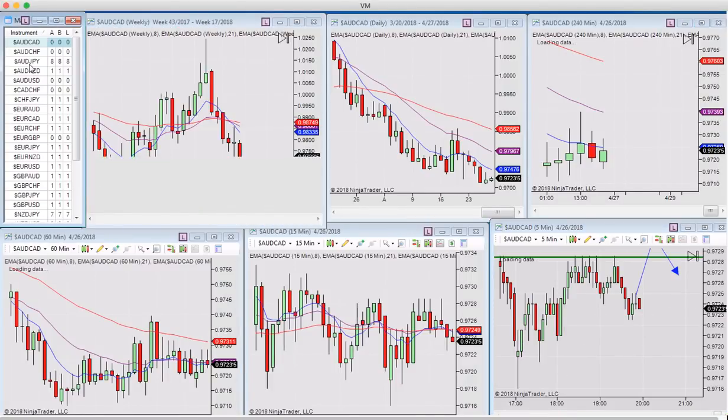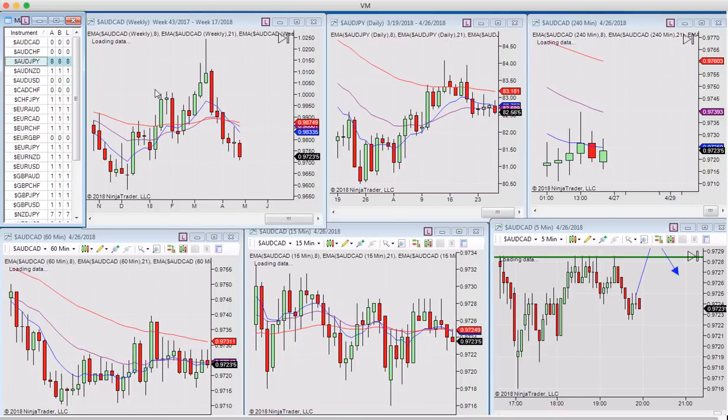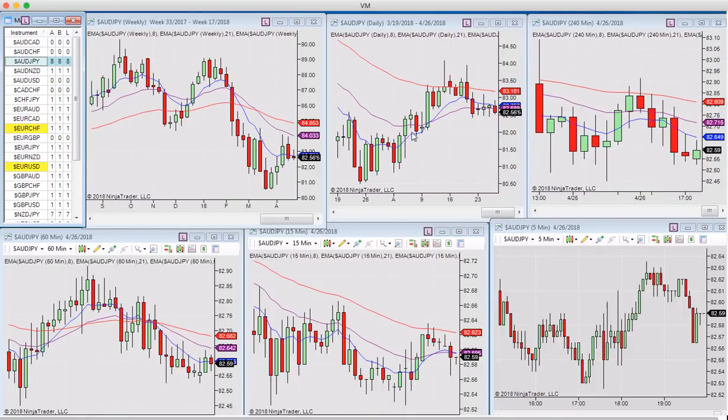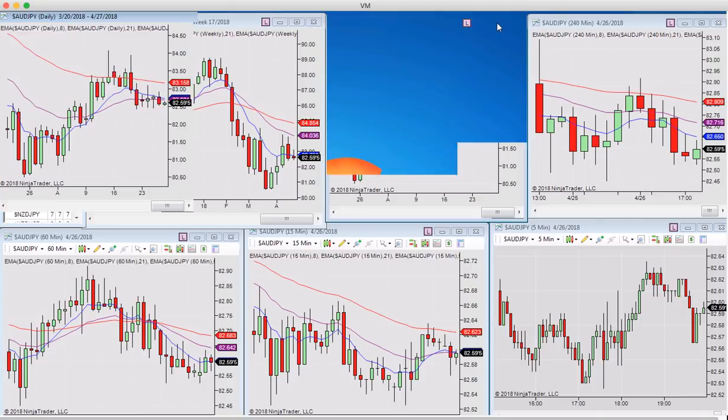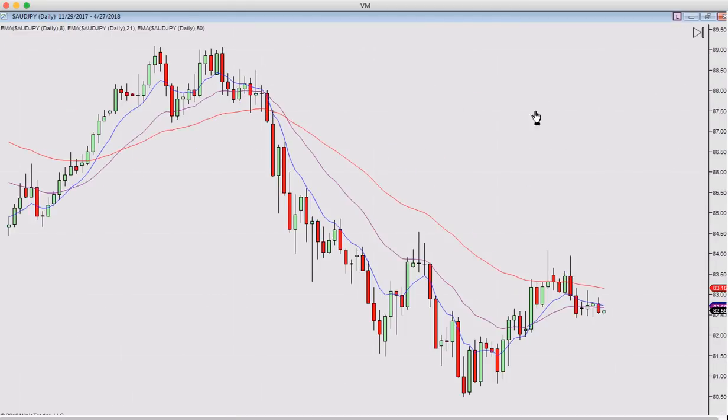Moving down, we're going to look at Aud JPY, and we can see the weekly is trending down, the daily is not trending down, the 240 is trending down, the 60 is trending down. So we technically have all the right requirements. Now let's look at the daily, seeing it's the most important.